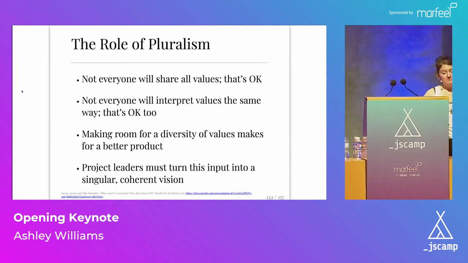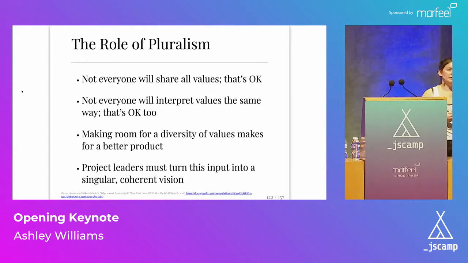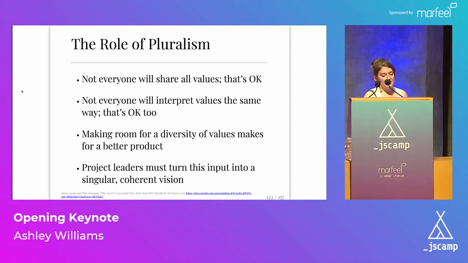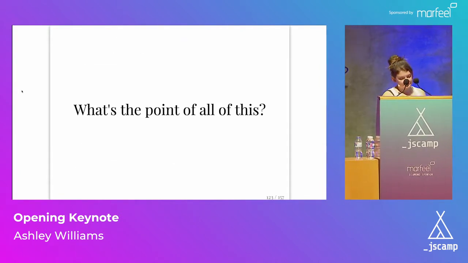But this pluralism is actually really positive. The idea that not everyone shares values is completely fine, and not everyone interprets those values the same way either. When we have more people, we inevitably end up with a better product. And it's really the job of the product leaders to take all of the different ideas that come from the community and turn them into a single coherent vision.